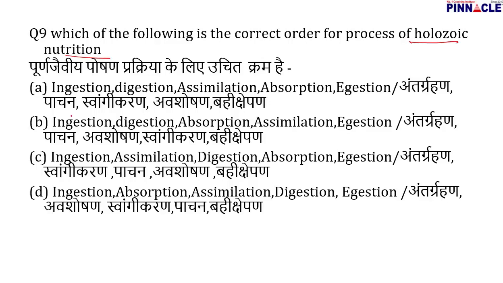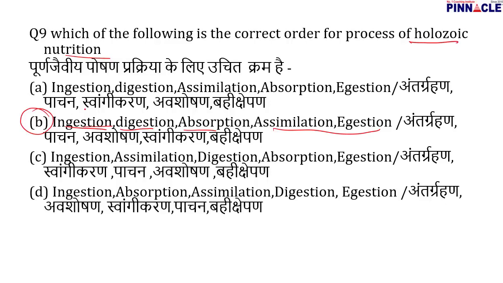Okay, and the various processes which are involved in holozoic nutrition include ingestion, digestion, then absorption, then assimilation, and then egestion. So for question number 9, B is the correct option. What do you mean by ingestion? So ingestion means taking complex food. Okay, and generally the food which we take is organic in nature. So ingestion means taking complex organic food through mouth.